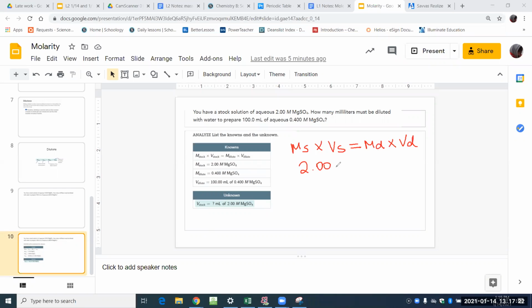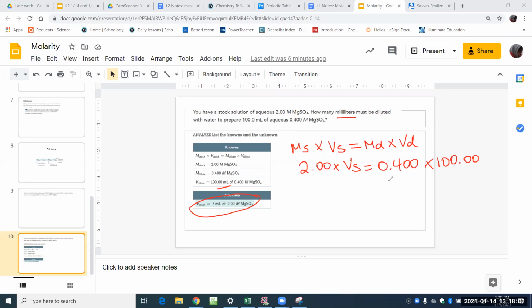Then it becomes just a question of plugging it in. 2.00 times Vs, I don't know what Vs is, right? That's what the problem is asking. Equals M diluted, 0.4, times volume diluted, 100. And here it's okay to be in mLs because the question is asking for mLs. So just keep that in mind. As long as you keep an eye on the units, you'll be fine. I think I solved this problem over here.